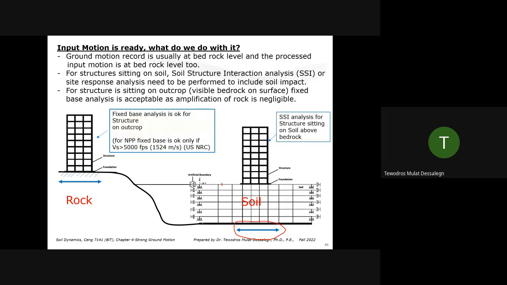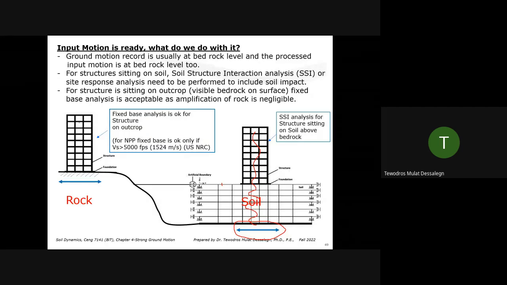So we don't care much about how the earthquake comes and what the value is. The geologists, seismologists, and geophysicists do that for us, thanks to them. But once you have it here, now it's the civil engineers, geotechnical engineers, and structural engineers who apply this input motion and do soil site amplification or SSI with the structure. There are different software packages to do this.